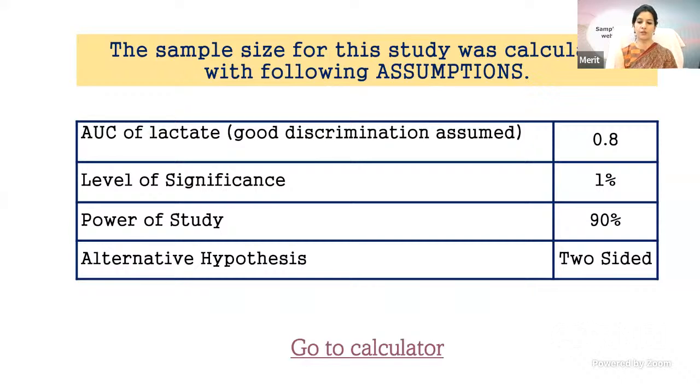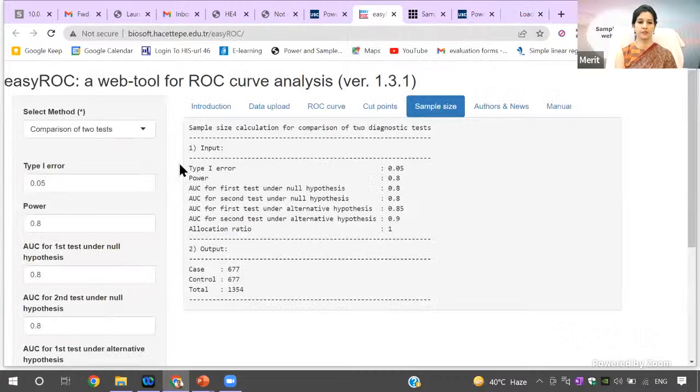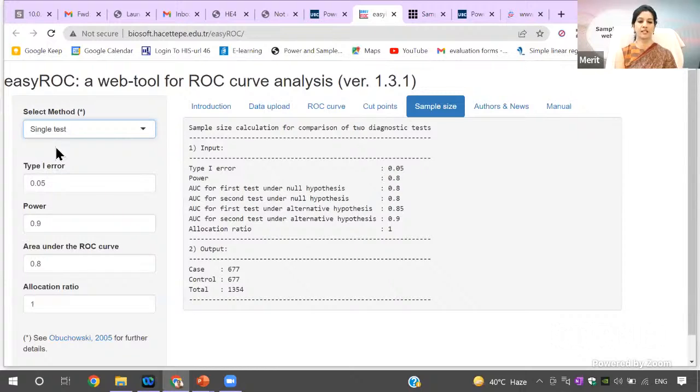So I'll go to the calculator here. It is another calculator which we have pasted in the chat box. You can open this. It is an easy ROC web tool for ROC analysis. If you open this, you will find that in the select method there are three drop-down options: single test, comparison of two tests, and non-inferiority. So it is a single test for me now.